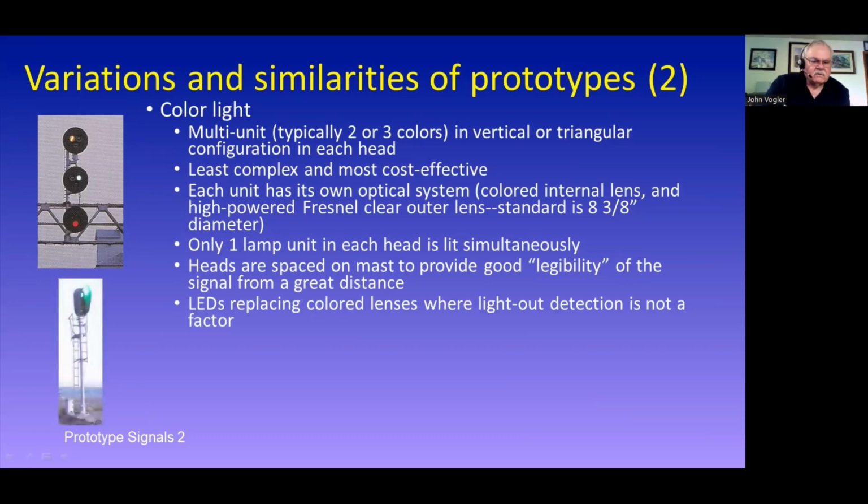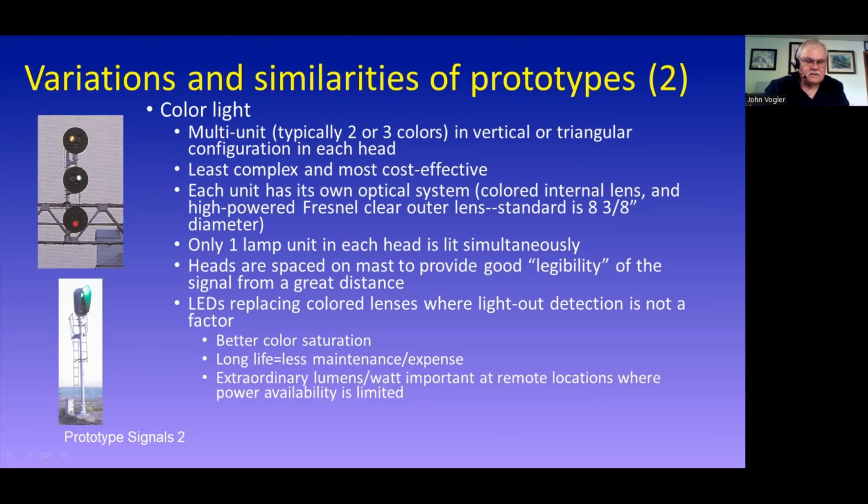In today's world, LEDs are replacing the colored lenses. And in fact, you can almost get rid of the entire optical system because the LEDs are so efficient in producing light and color, and they can't be washed out by sunshine like a conventional color light. They have much better color saturation. They have a long life, which means less maintenance or expense, and are very, very efficient.